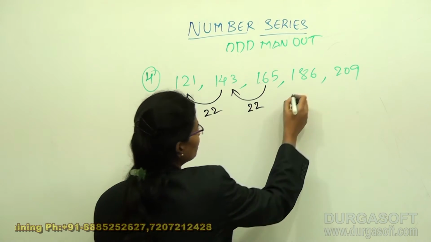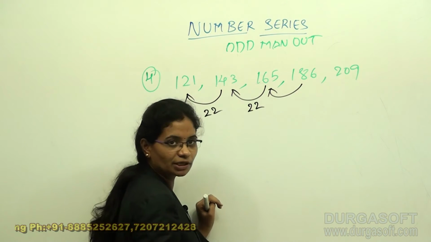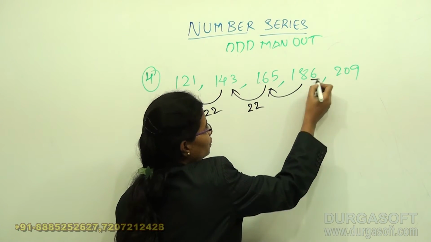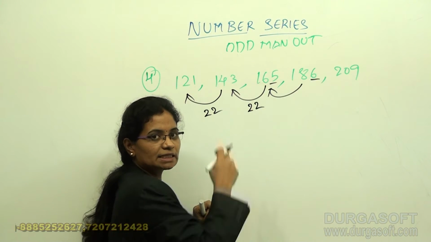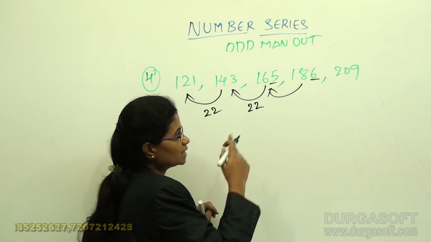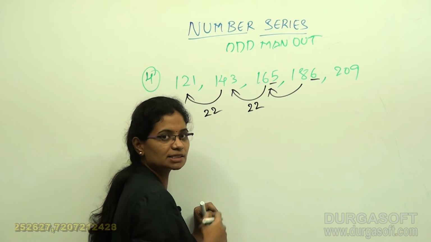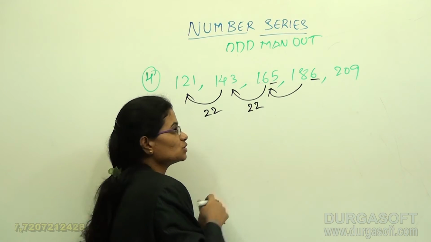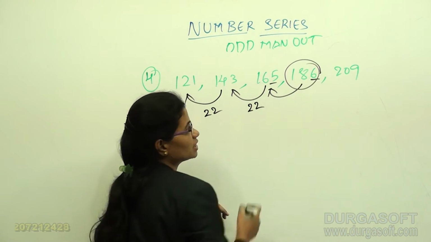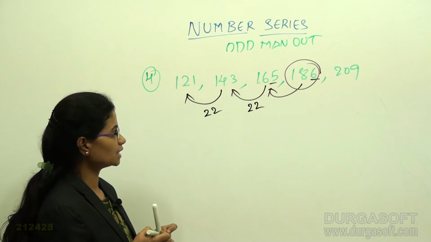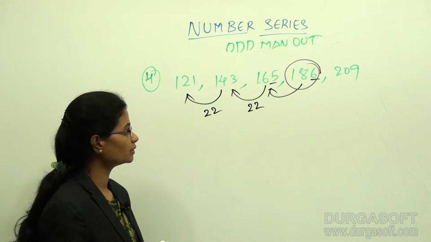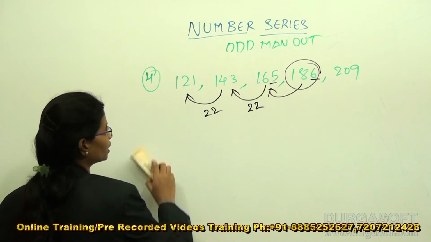So if you see here, it is not giving a 22 difference. No need to go for complete calculations. Just see this unit digit and this unit digit. It is 6 and this is 5. If you subtract, it is giving me 1. I should get 2. But here I am getting 1. So directly you can take this is the number which is not following the series, right? So here 186 is the odd man out, right? Next, we'll go for the next problem.